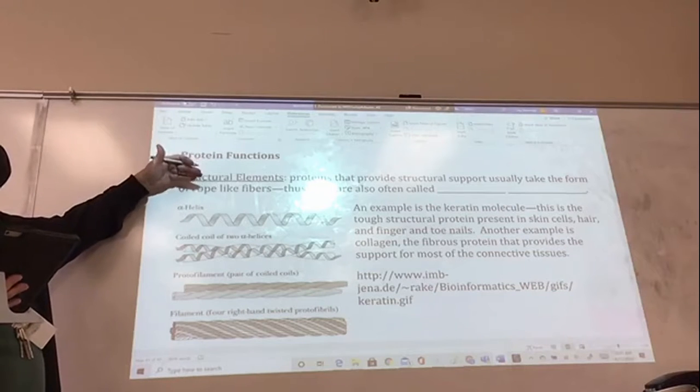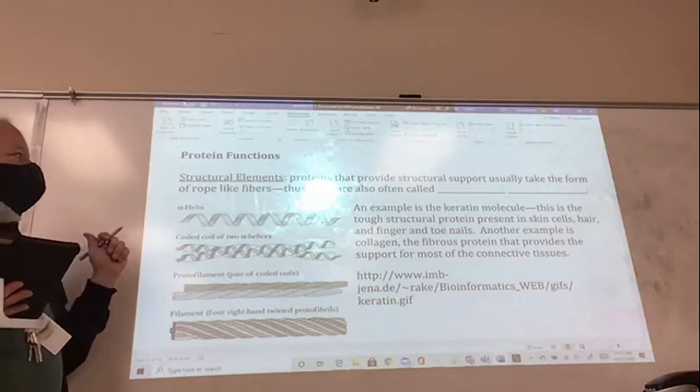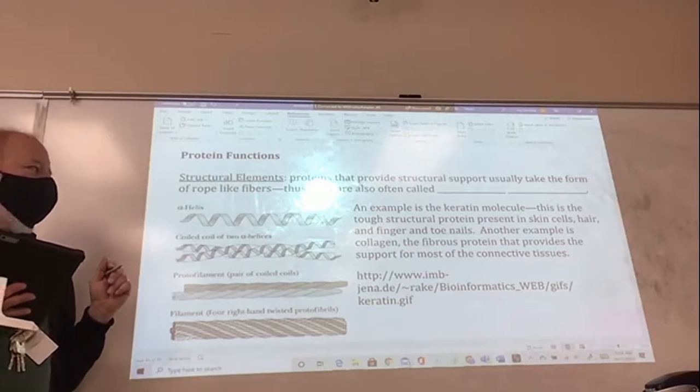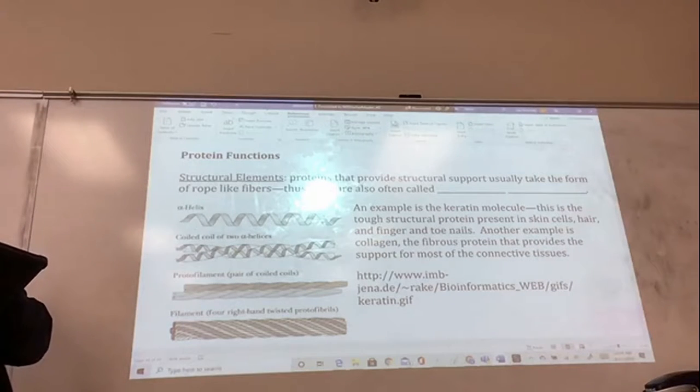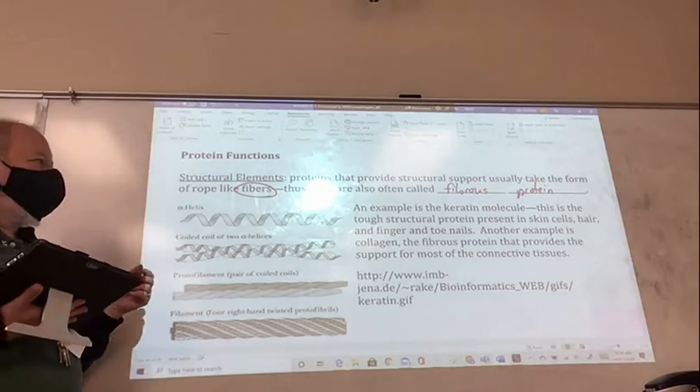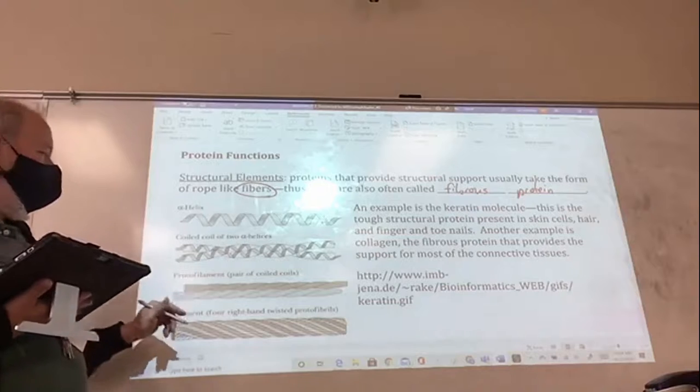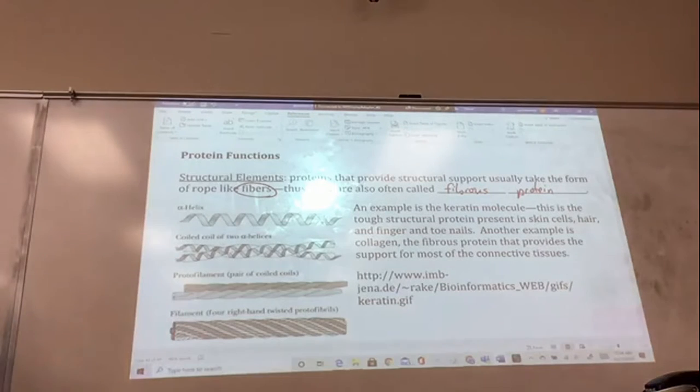Proteins that provide structural support usually take the form of rope-like fibers. So if I take the form of rope-like fibers, hopefully it might make sense that I'm going to be called a fibrous protein. Okay, so how does structure represent function? How do we make a rope stronger? We add more rope. Okay, but how do we hook it together? How do we structure it?